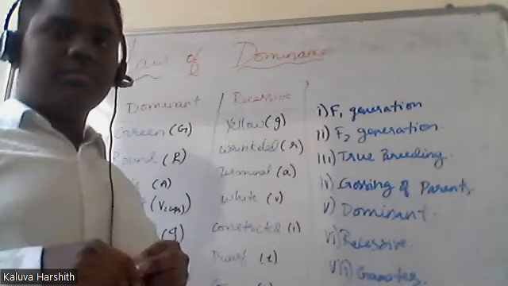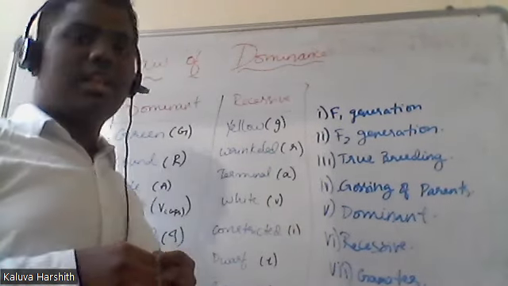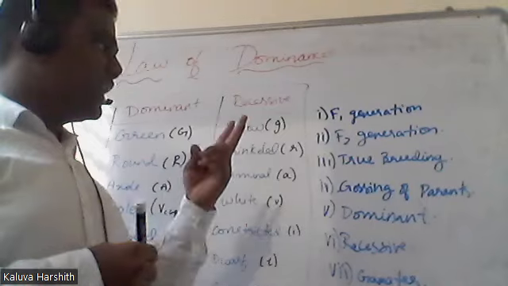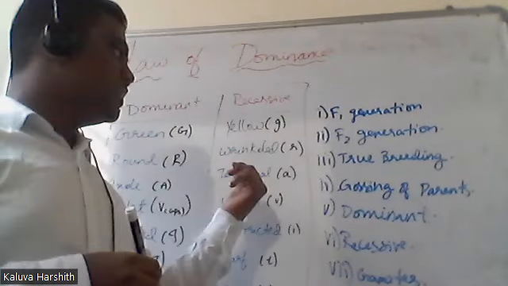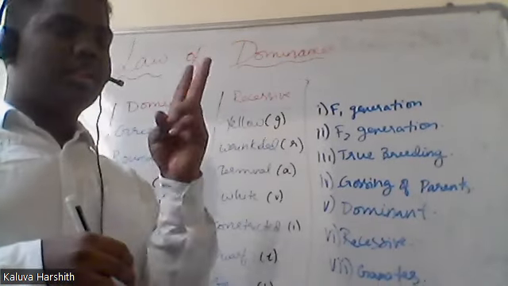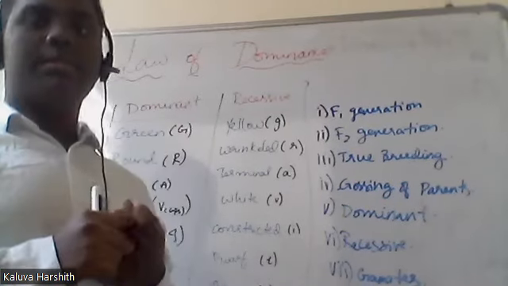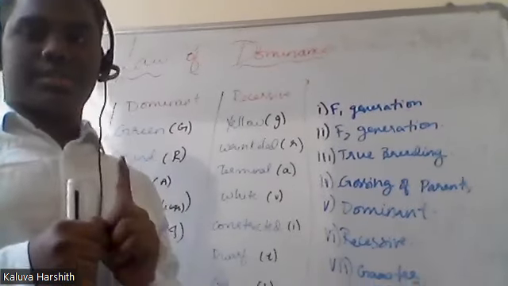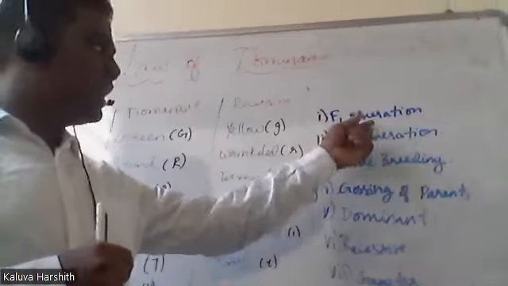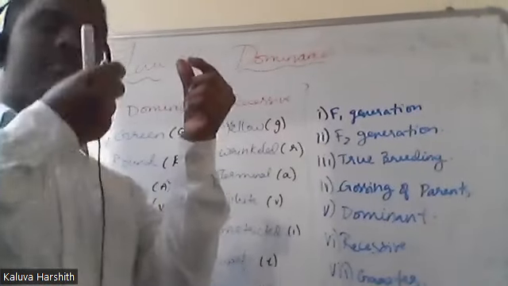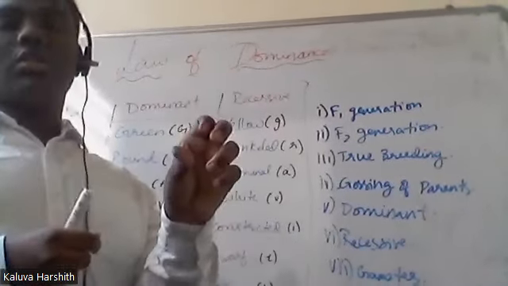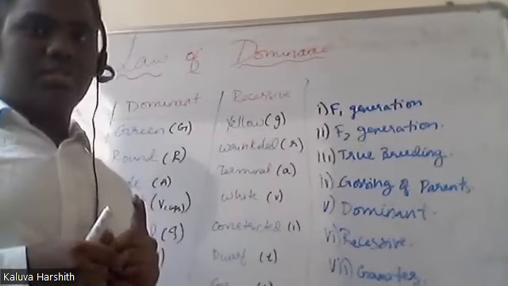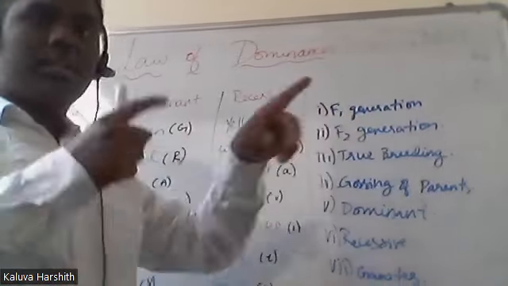F1 generation. F1 generation is filial generation 1. When we take two characters and cross them, the first progeny obtained is called the F1 generation. When that F1 generation is crossed again, you get the F2 generation. I will show these two when we do the crosses.